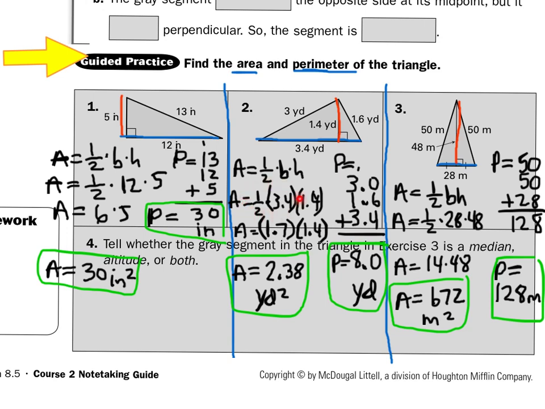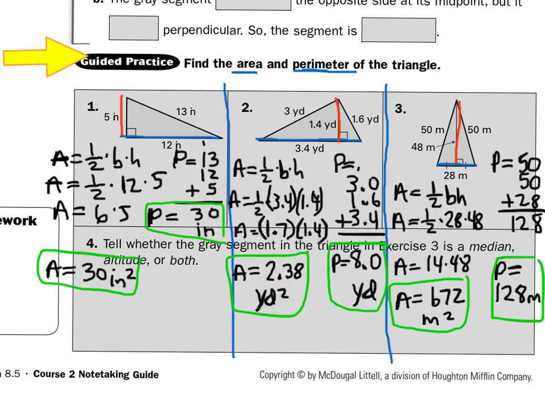Well, I can do half of 3.4 in my head. That's like half of 34 would be 17. So half of 3.4 is 1.7. And then bring down the 1.4. And when you multiply those, you should get 2.38. And then don't forget to label it yards to the second power.